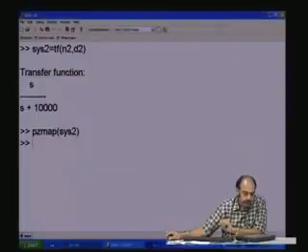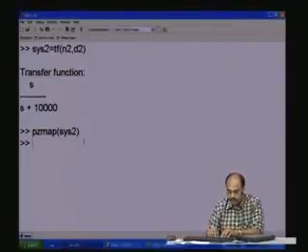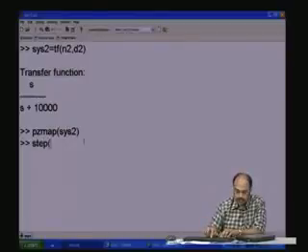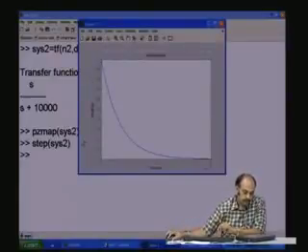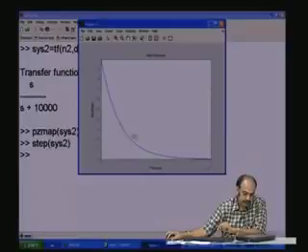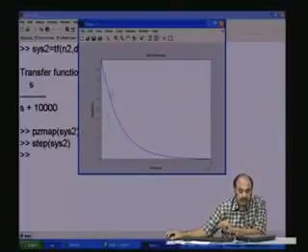Of course, you could also see the step response. If you just plot step sys 2, you would obtain the step response. You see here what is happening, decaying towards 0, whereas in the case of the earlier transfer function it would have been increasing.